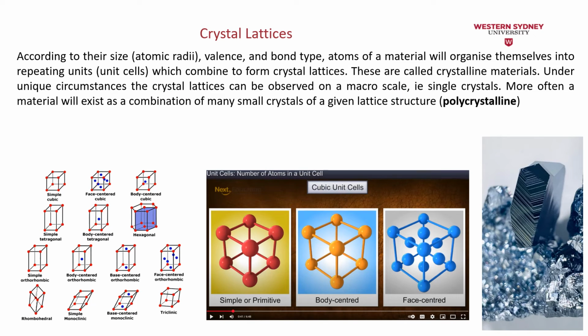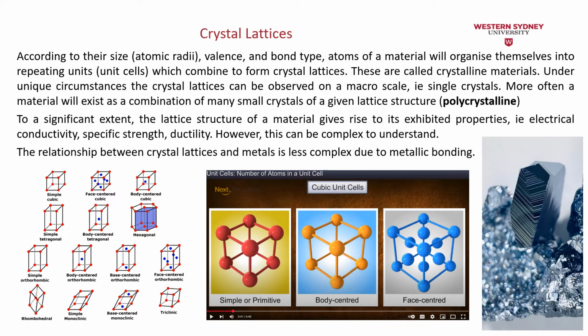We also can have crystal lattices. According to their size, like the atomic radius, the valence, and the bond type, the atoms of the materials will organize themselves into repeating units, which we call unit cells, which combine to form crystal lattices. These are called crystalline materials, and under unique circumstances, the crystal lattices can be observed on a macro scale, for example, single crystals. More often, materials will exist as a combination of many small crystals of a given lattice structure, which we call polycrystalline.